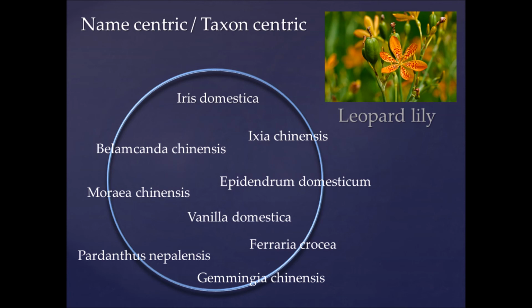But the reason I mention this is that it's important to understand that Iris handles taxa like this. It's like a little abstract box with lots of names to it, and then that's the name we look at today, Iris domestica.